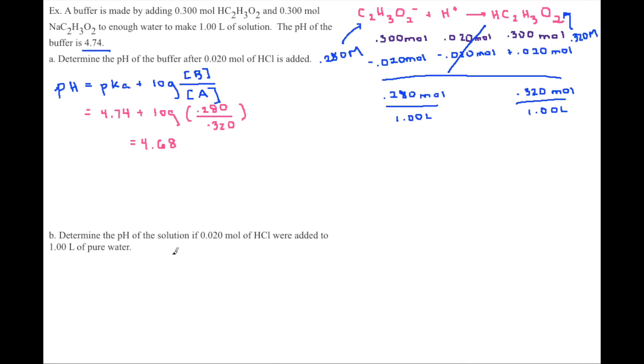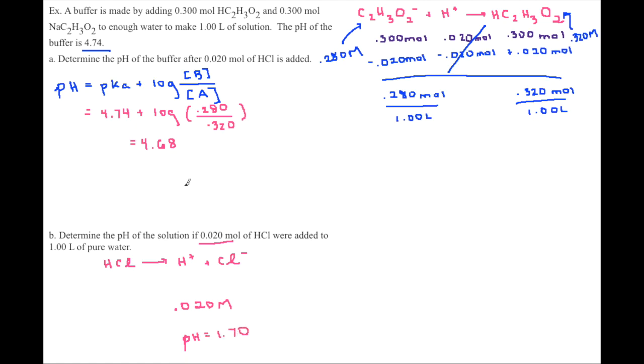Now, the second part of this question asks us to determine the pH of a solution if that amount of HCl were added to pure water. Well, in this case, you just have HCl, and so it's going to produce hydrogen ions and chloride ions. Since the concentration is 0.02, I know that the concentration of H plus that's produced is also going to be 0.020 because this is a strong acid, and since it was in 1 liter of water, it's going to be 0.020 molar.